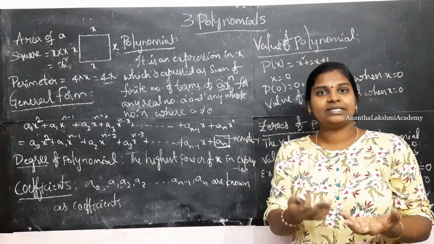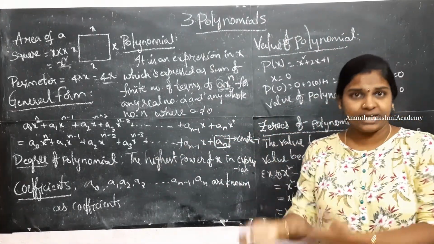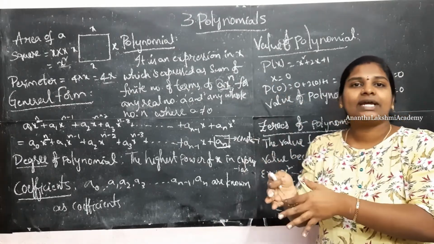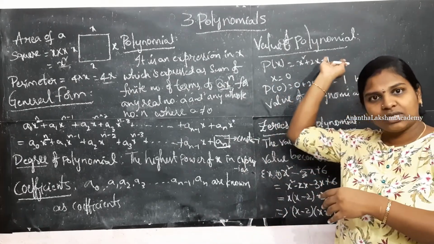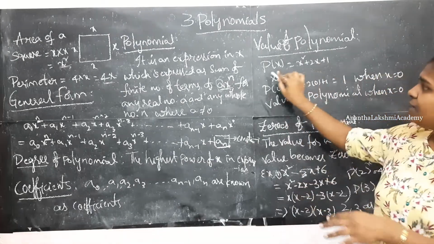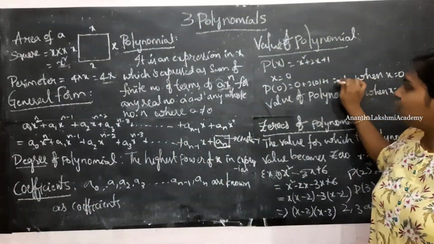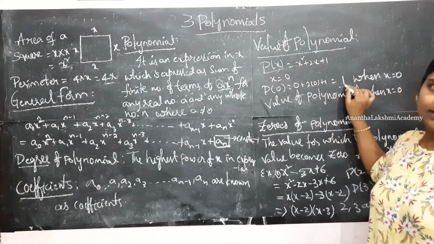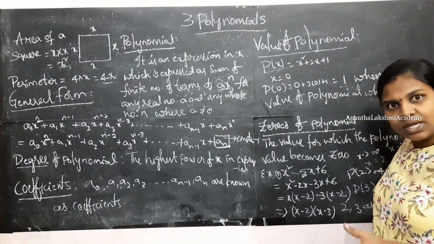Then we went through the value of a polynomial. Value of a polynomial is what you get when you substitute a value in it; whatever result you get is the value of the polynomial for that substituted value. For example, the value of p of x is 1 when x is equal to 0. That's what we figured out.